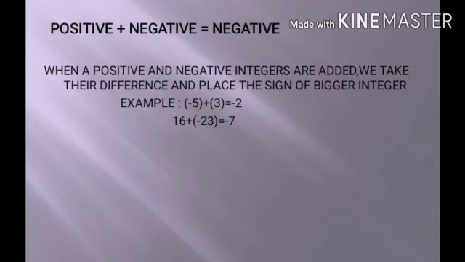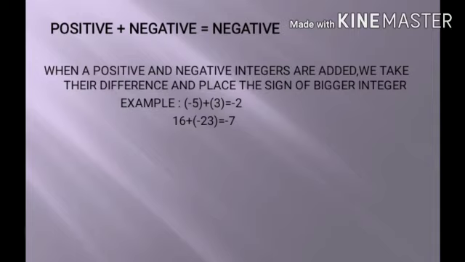How can we get minus 2 there? The positive integer is plus 3 and the negative integer is minus 5. Already I told you, if you want to add one positive and one negative integer, we have to take the difference of these two integers, which means 5 minus 3. When 3 is subtracted from 5, what is the answer? 2. So the difference is 2.